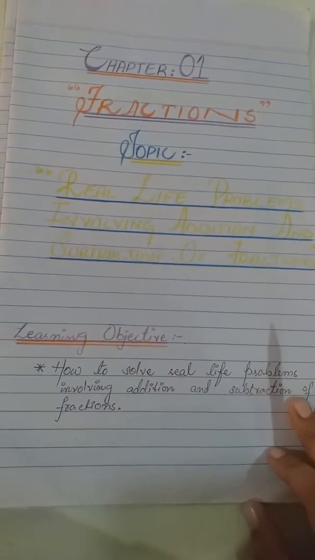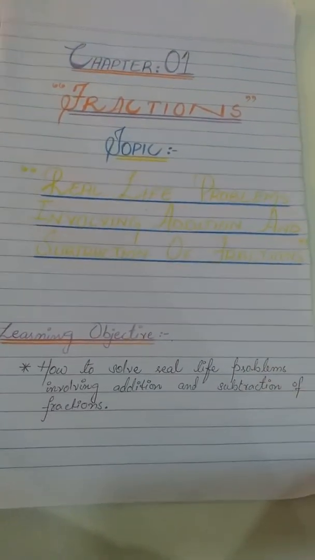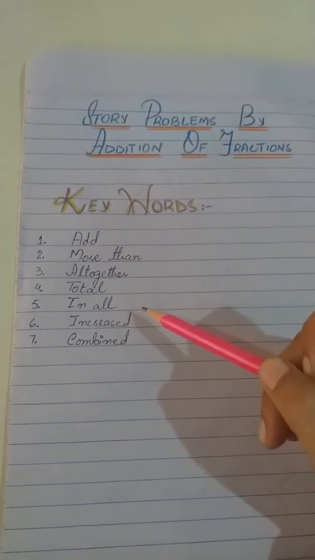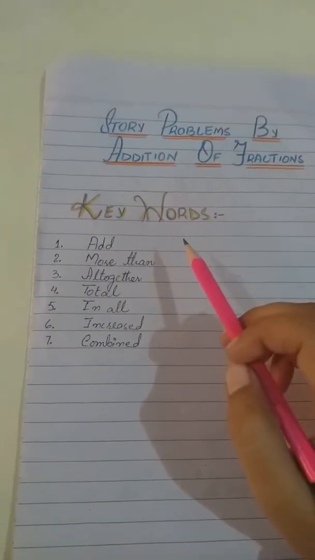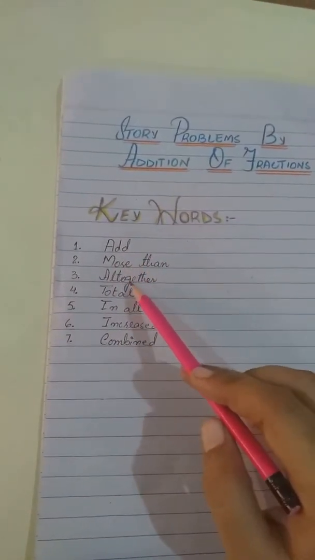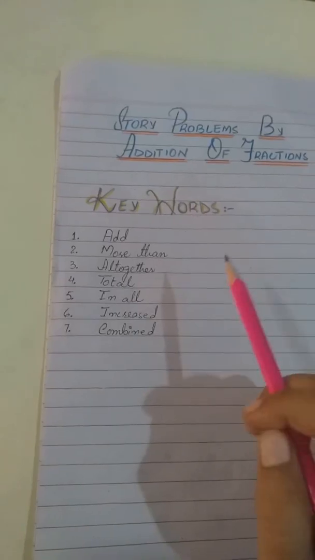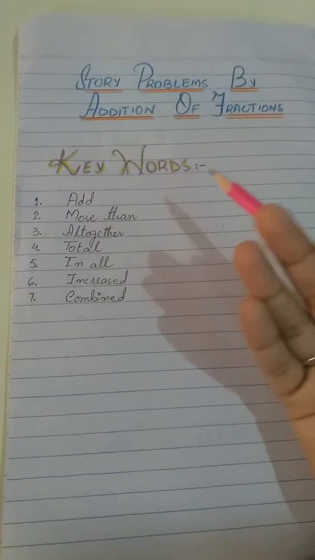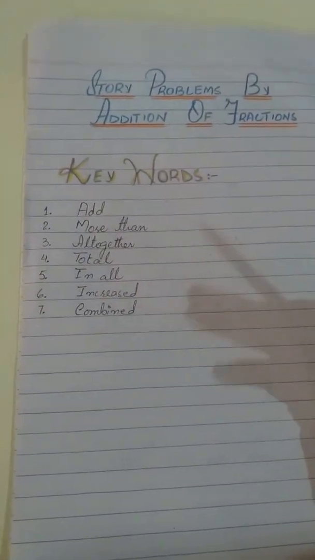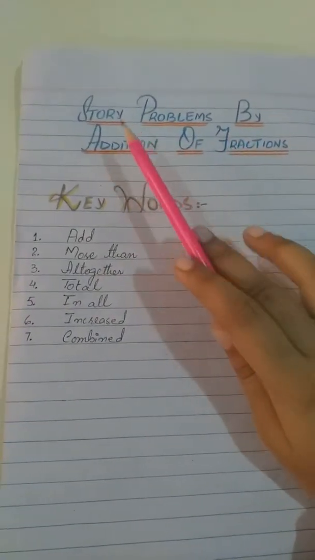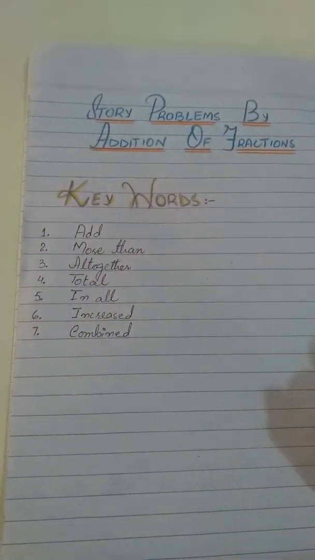So let's start our video with example number 1, but before starting our examples, let's have a look at a few keywords that will help you to identify the operation of your given problem. The keywords of addition are add, more than, altogether, total, in all, increased, and combined. These keywords are not new for you because you have already learned them in the previous topics of your midterm. So we are going to start the examples of story problems with addition of fractions.